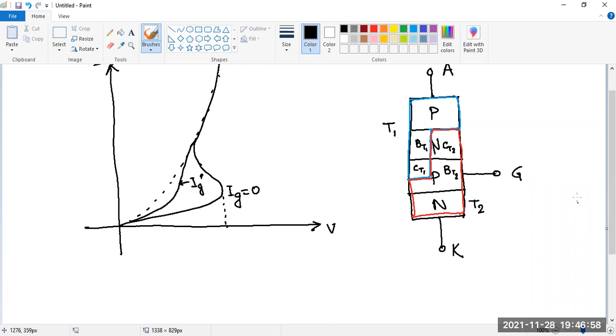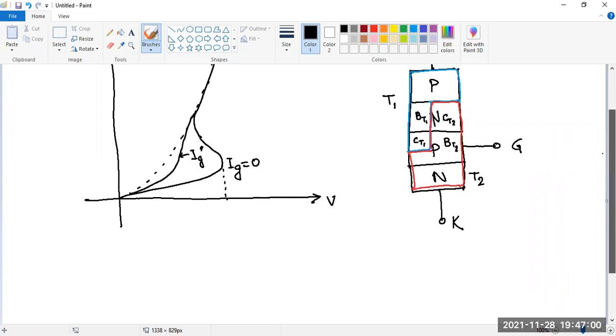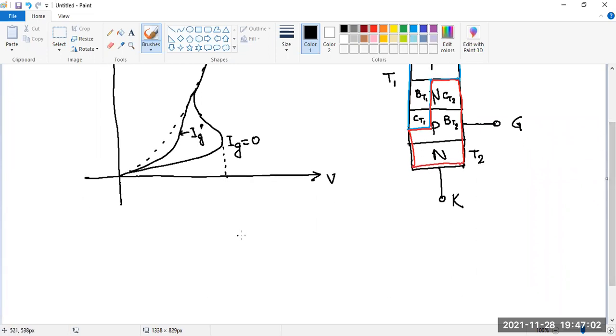Now in this way, we'll try to draw the circuit for it. Suppose I am drawing first the transistor 1. It's a PNP transistor, so the symbol will be like this. Okay, so this is a PNP transistor.